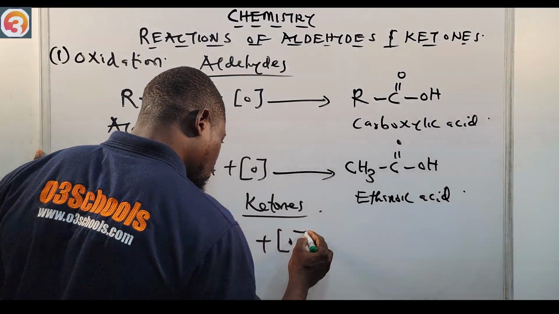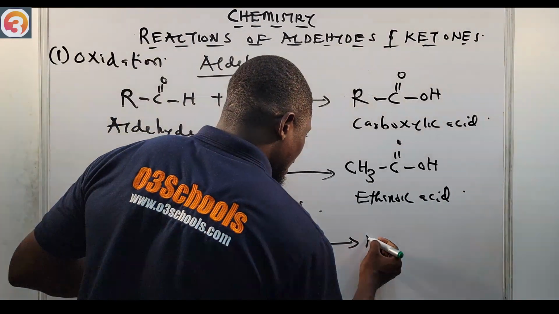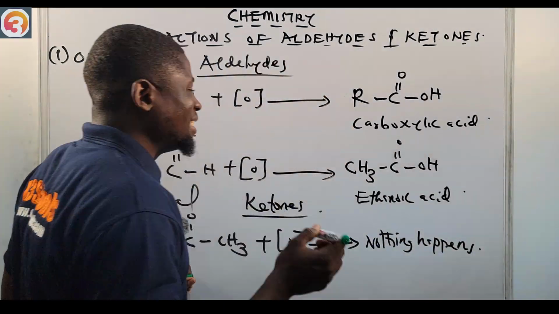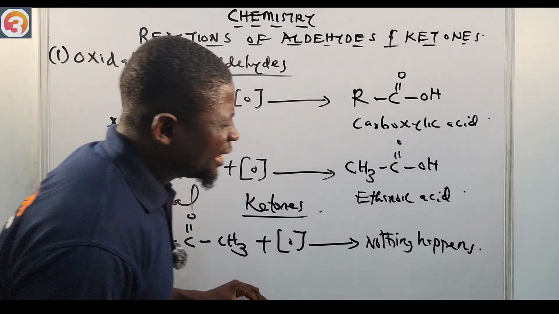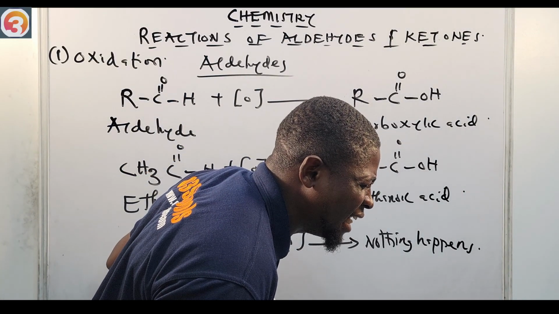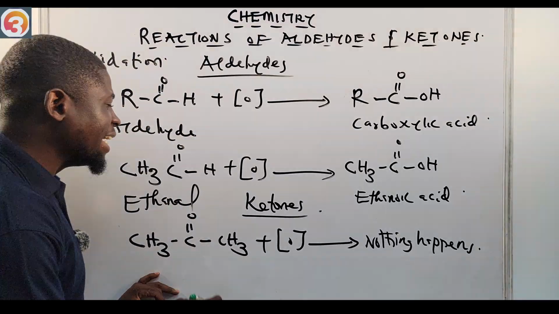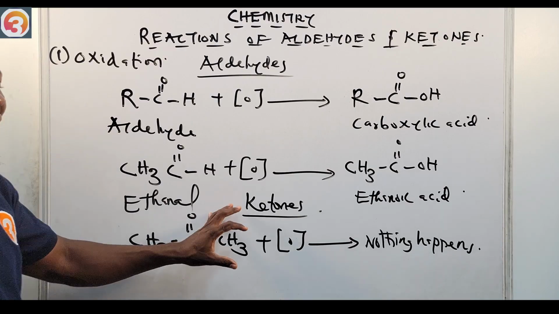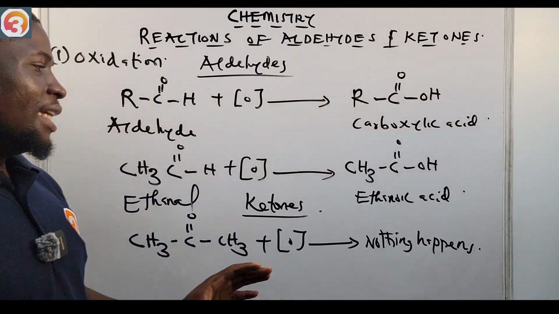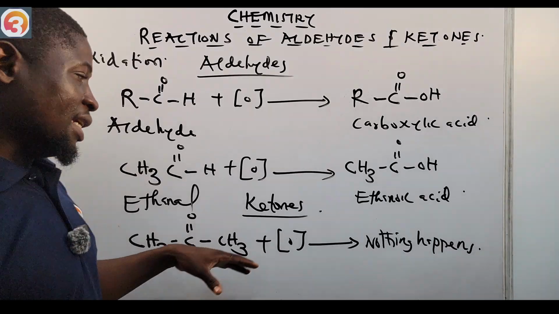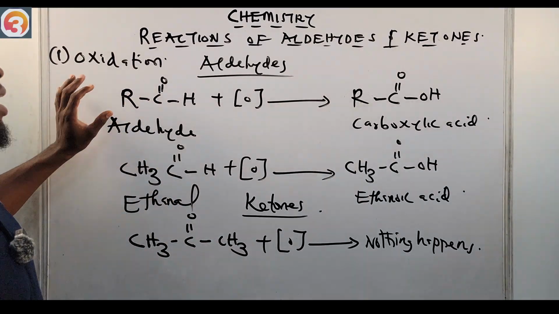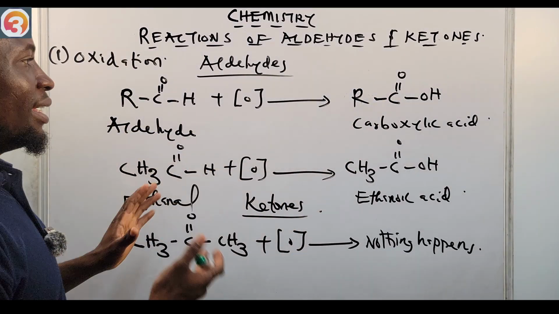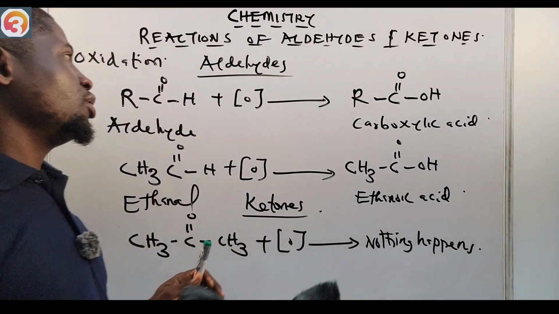Once you perform oxidation on this, nothing happens. Ketones resist oxidation. So oxidation of alkanones or ketones does not happen. You cannot oxidize a ketone. Please take note of that. You can oxidize an aldehyde to a carboxylic acid, but you cannot oxidize a ketone. That's why we're taking them together. So that is the first reaction, the oxidation reaction.